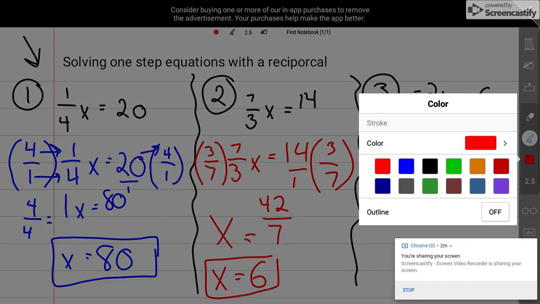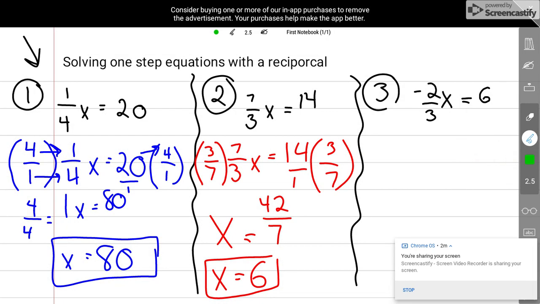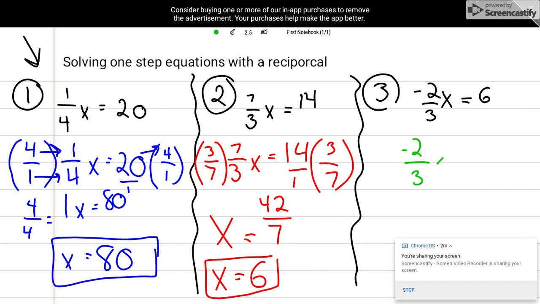Last one. Let's use green. Now I have a negative. This process does not change because you have this negative here. So start it just the way we have before. When I find my reciprocal, you have to include that negative. So this reciprocal for number 3 is going to be -3/2. So I have to multiply that on both sides.